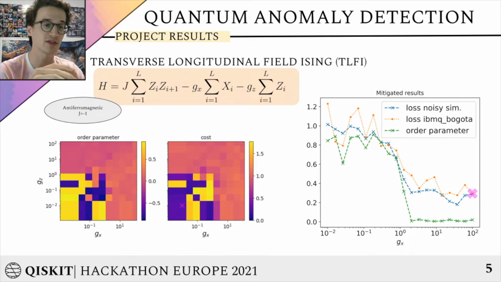The three major improvements we achieved were through reducing the number of layers, taking into account the connectivity of the physical device for the entangling gates, and mitigating the measurement errors. Further details on this can be found in our report.